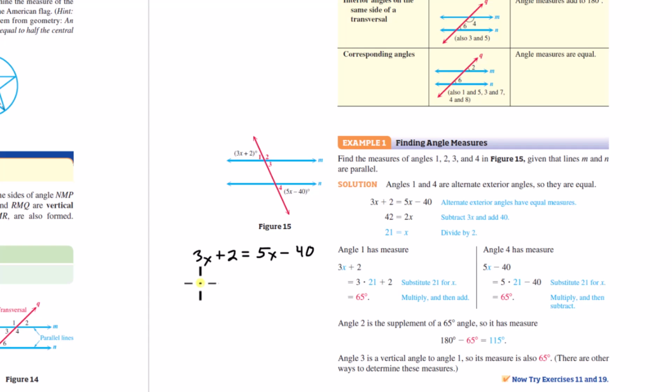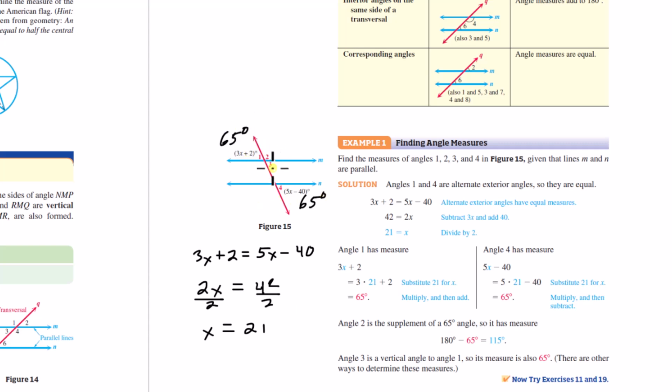So 5x minus 3x is 2x. And then minus 40 plus 2 is 42. So x is equal to 21. So 21 times 3 is 63. 63 plus 2 is 65 degrees. So this angle is 65, and this angle is 65. All right, okay, well, that's 1 and 4.